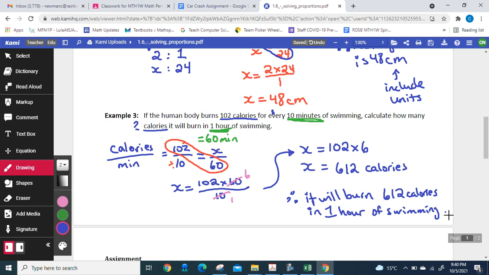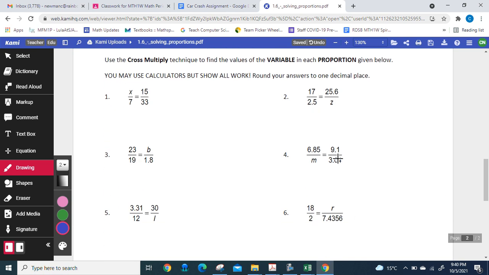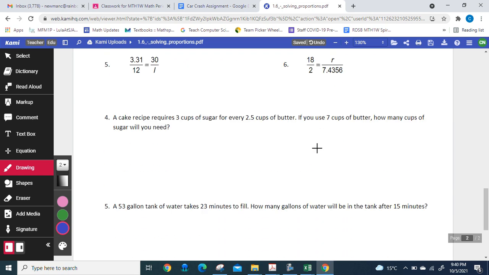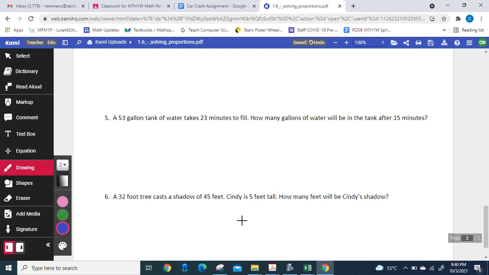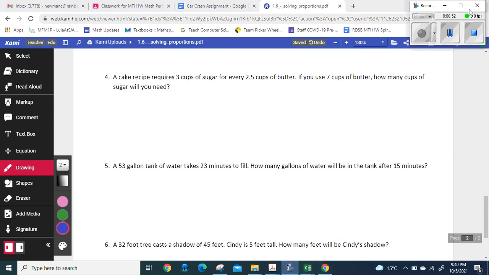All right, so you've got an assignment down here. So a few more practices. This time I've got some decimals in here because in real life we do lots of stuff with decimals and part numbers. And then I've got a couple of questions for you to try, just like what I just did. All right, good luck, have fun, let me know if you have questions.